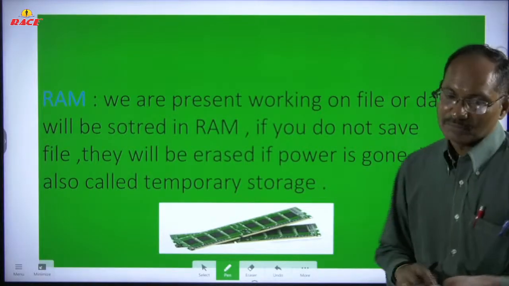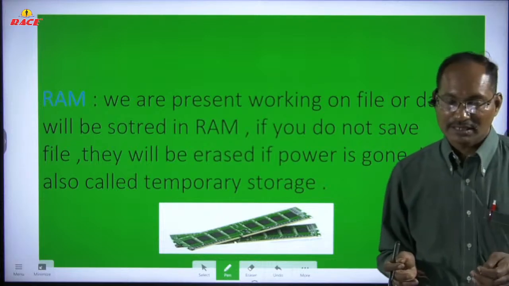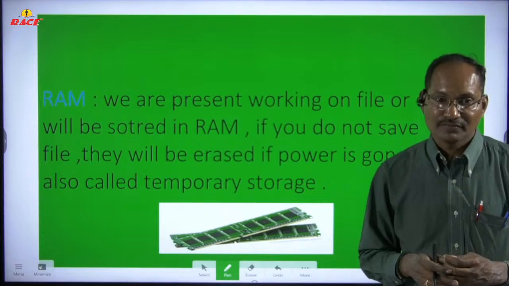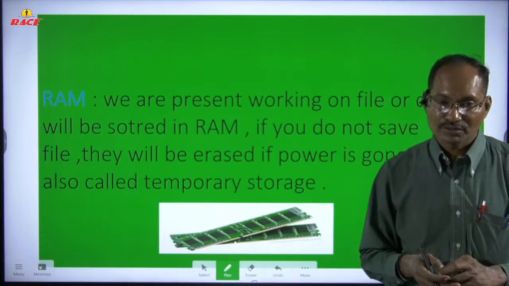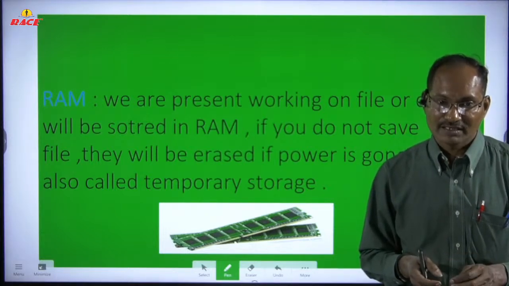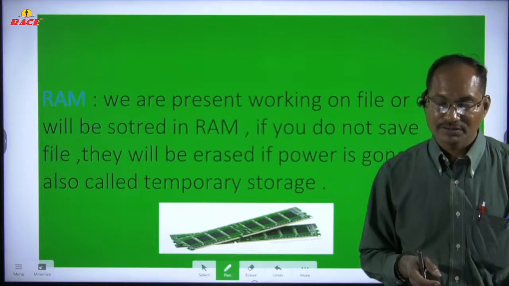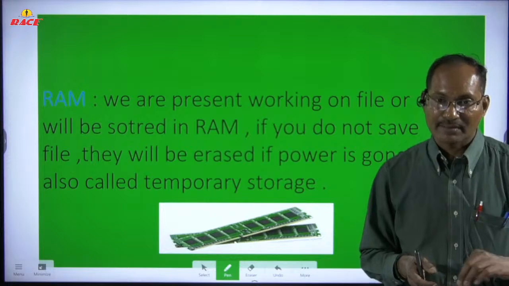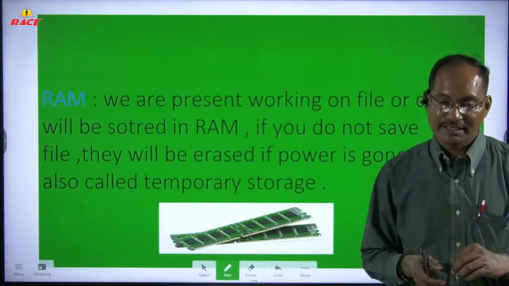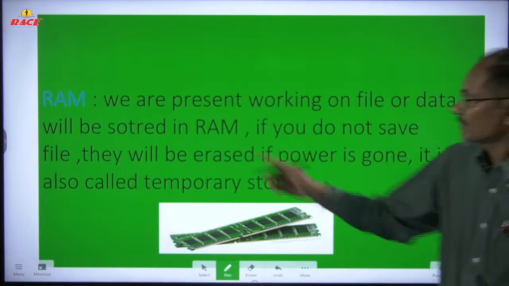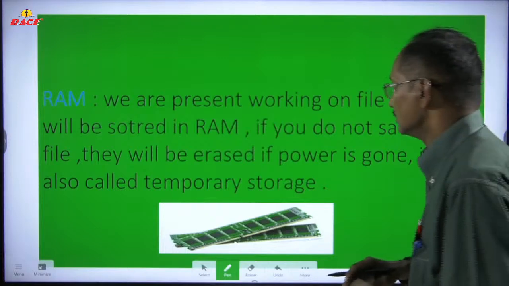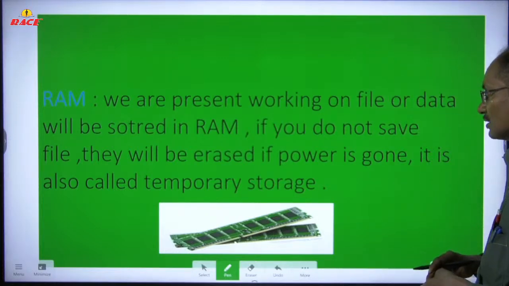Why are we using RAM in a computer? Any application we open, the data is automatically stored in RAM, a temporary place where we can work on the files. If you want to save the data, it will be sent to your hard disk. When you open a file, the data is stored in RAM only. If you do not save the files, they will be erased if power is gone. RAM is temporary.